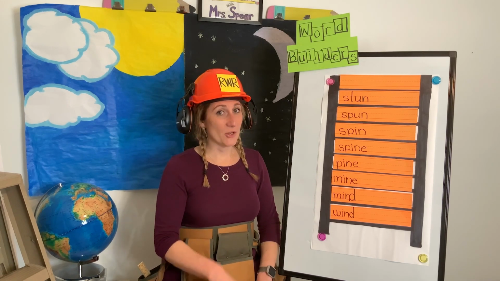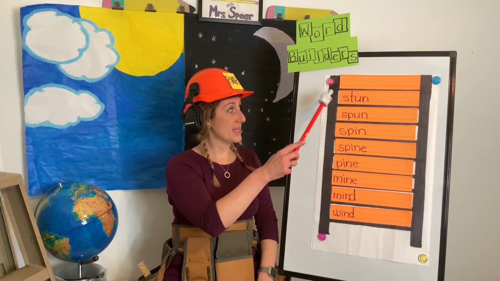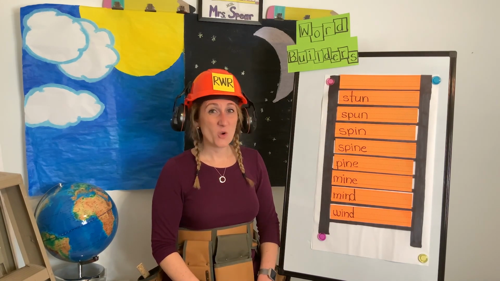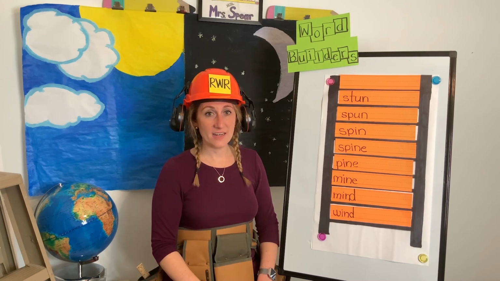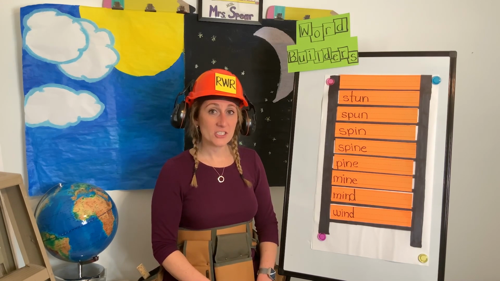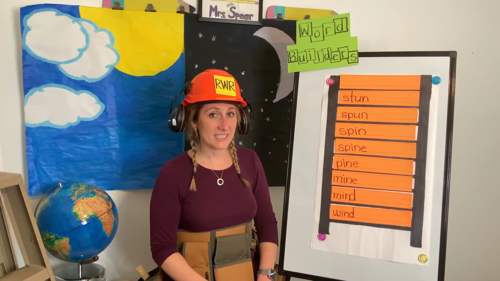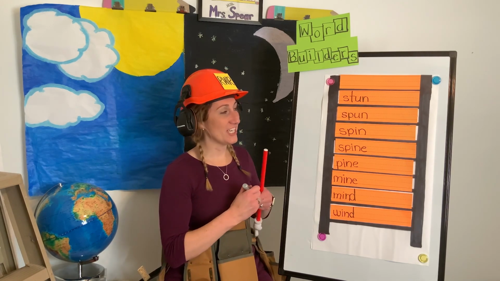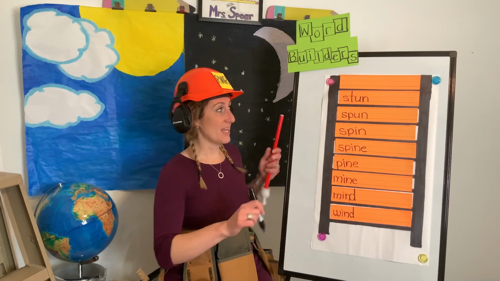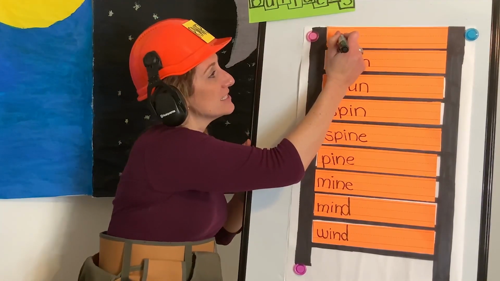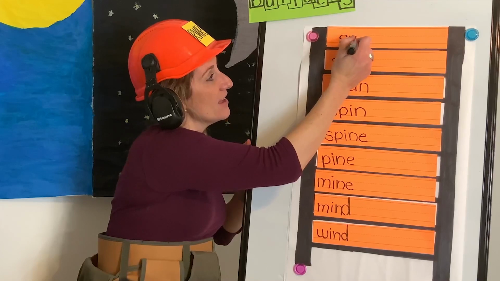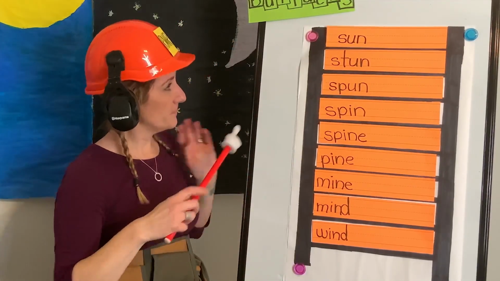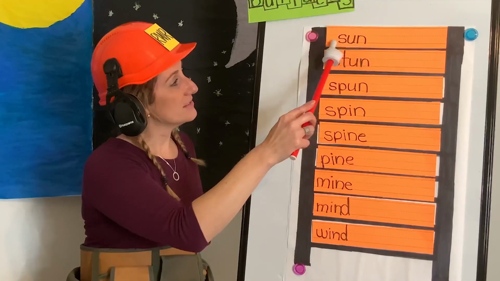What letter do we need to take away to go from stun to sun? We don't need a t in sun. We need to take that away. So let's take out what letter that represents the T? Letter T. Let's take that out to change stun into sun. Here we go. Sun. Let's check our sounds. Sun.